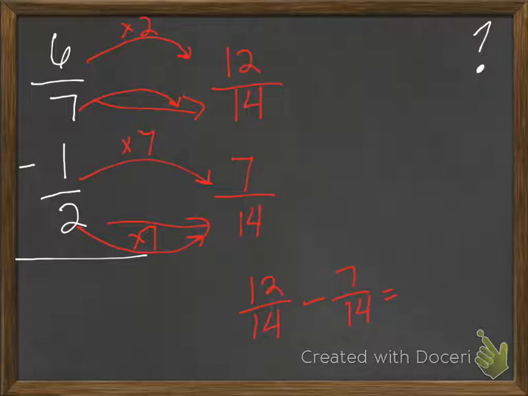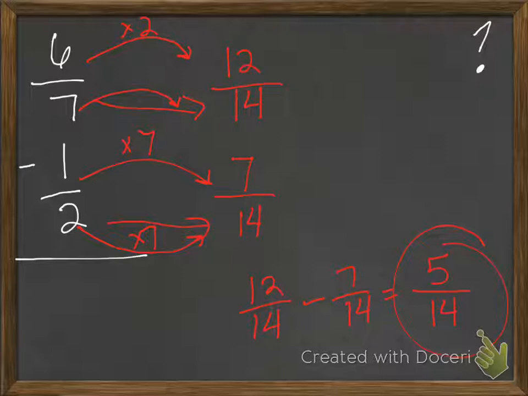And we have to go straight across. 12 minus 7 is 5. And keep the denominator. Your answer should have been 5/14. If you did not get that, I really want you to come talk to me tomorrow, and we will figure out how to get you to where you need to be.